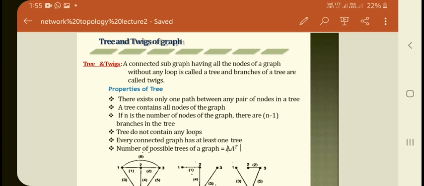So you know what a tree is. A tree is a subgraph of a given graph. A connected subgraph having all the nodes of a graph without any loop is called a tree, and the branches of a tree are called twigs.